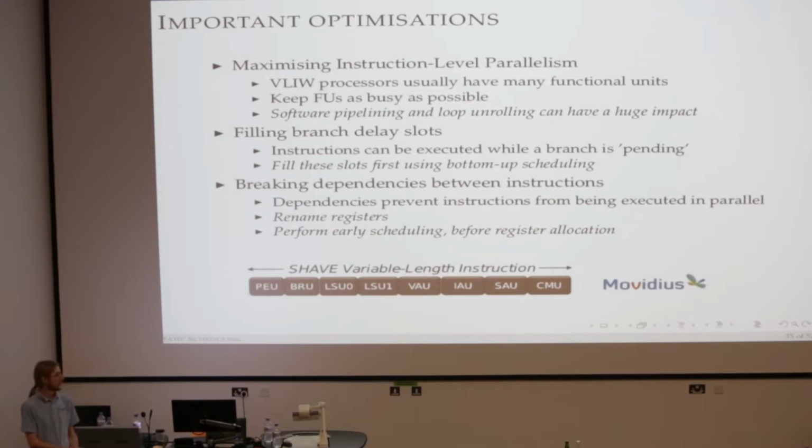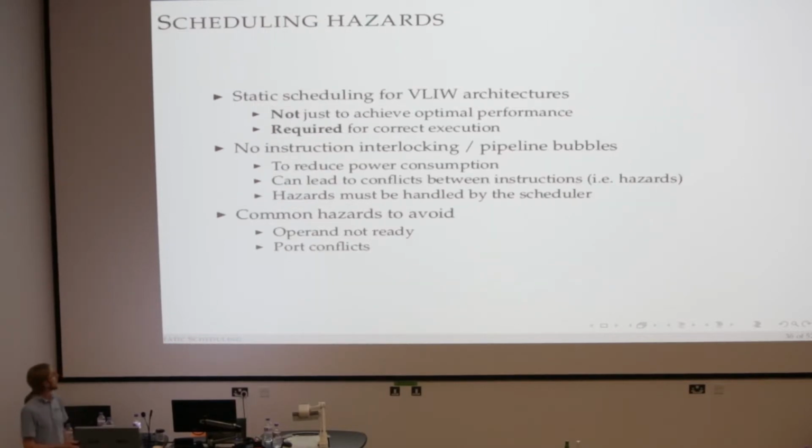That's because if you have instructions that depend on one another, you can't execute them in parallel, so you want to avoid them. One way to do this is to rename registers after register allocation. For example, there's a pass in LLVM to do this. And you can also do early scheduling so that it will affect register allocation. So now let's look at what kind of pitfalls you can expect from this kind of architecture.